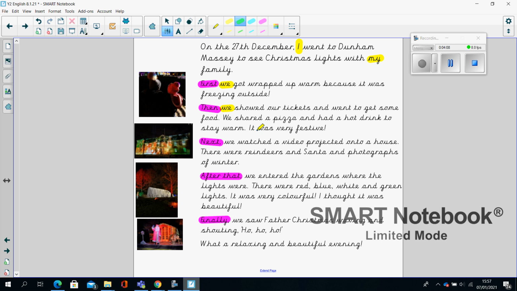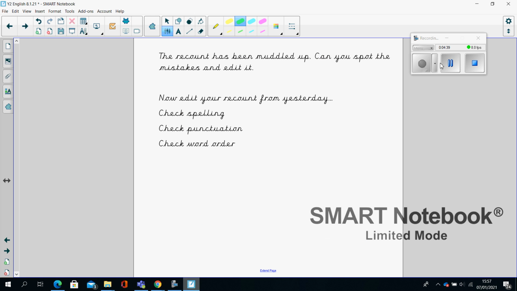It was very festive, that was my thought. Festive means quite Christmassy. So festive is like if it's a holiday season and there's lots of decorations up about that, then it makes it look like that. And then I thought it was very colourful and it was very beautiful. And finally, what a relaxing and beautiful evening. Again, that's my opinion. So there's the features of the recount.